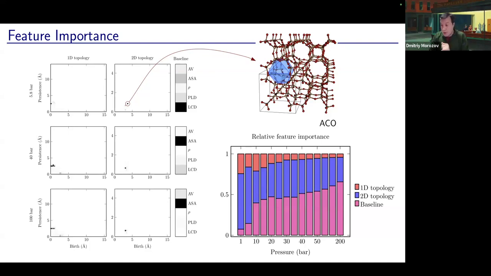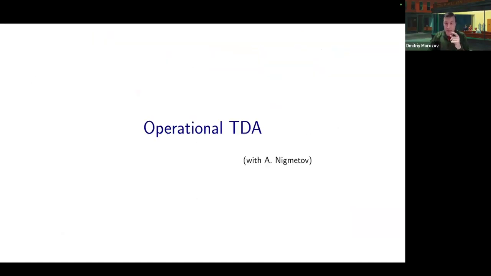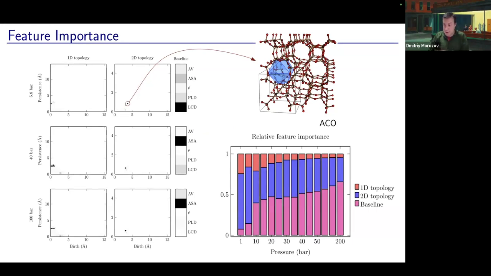And so at this point, I want to transition to this idea of operational topological data analysis. But maybe this is a good time to pause and see if there are questions, because I'm going to move on to a slightly different topic.